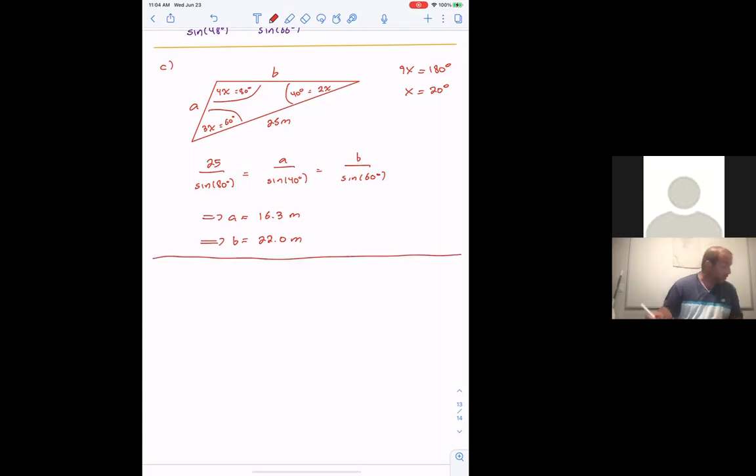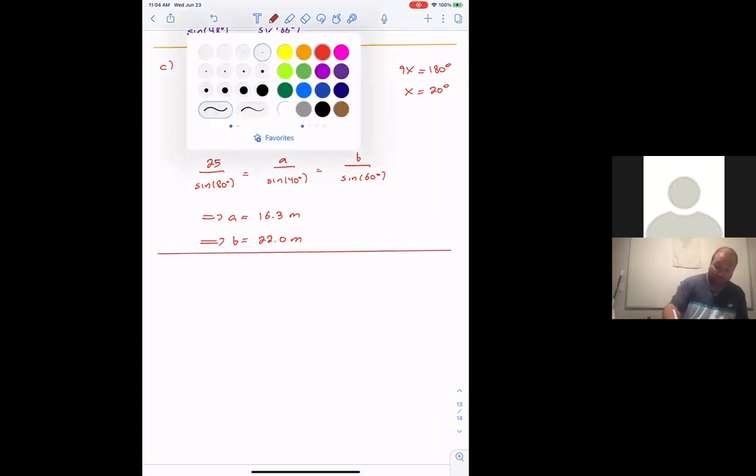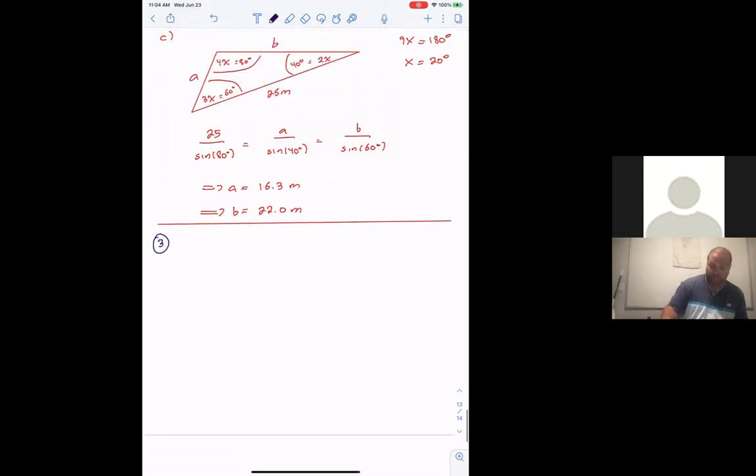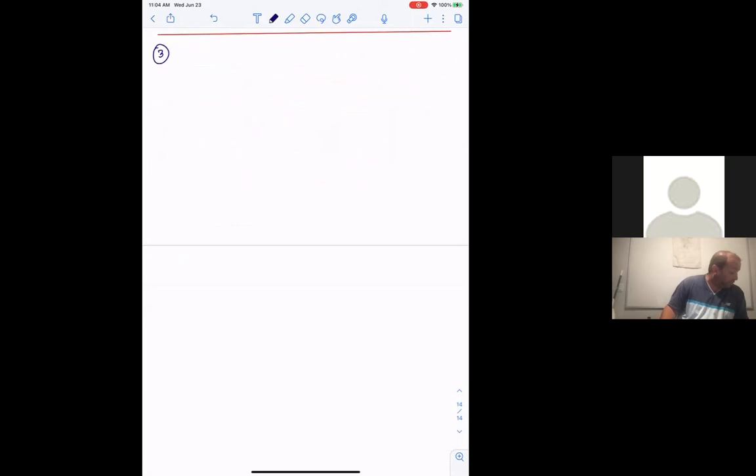All right. Question number 3. Let's do this one. A surveyor has to determine the distance between points A and B that lie on opposite banks of a river. So here's the river. And here is point A on this side. And here's point B on this side. I'm assuming they're right across from each other.